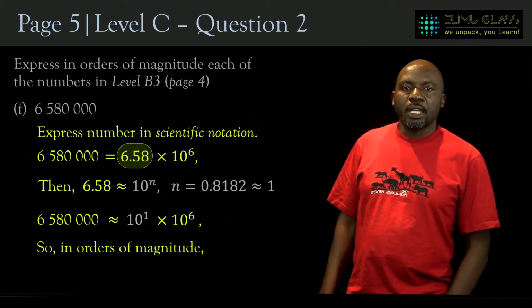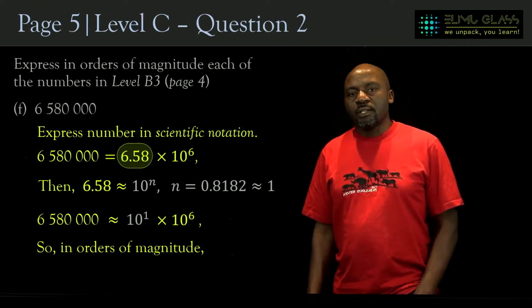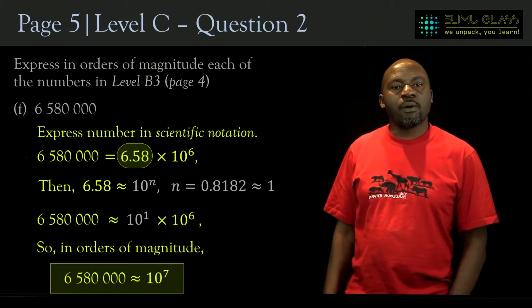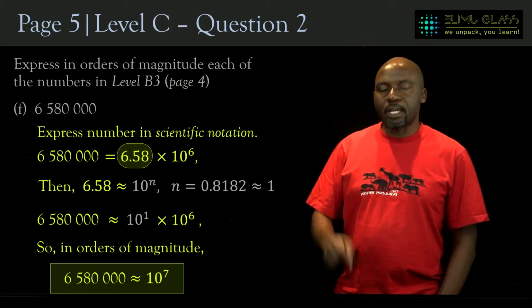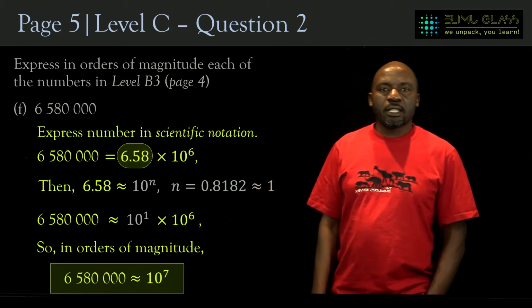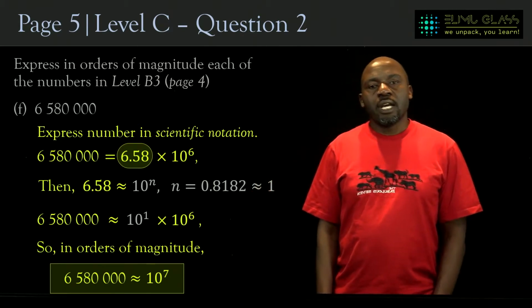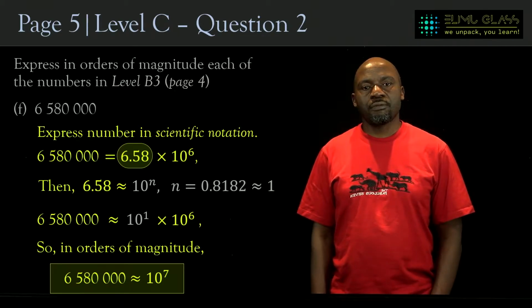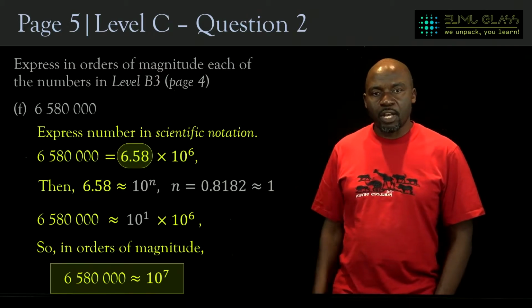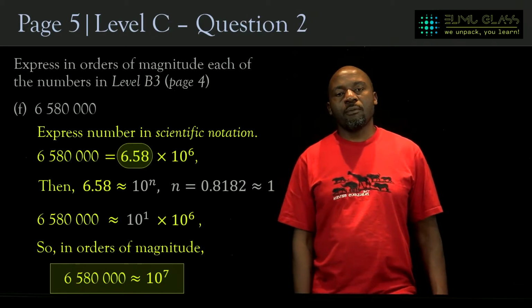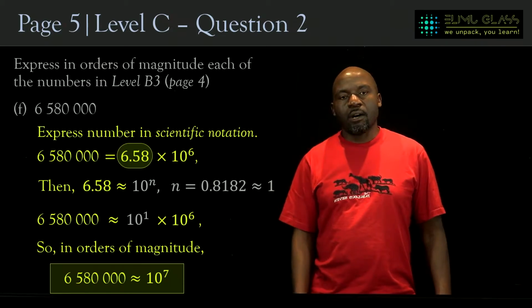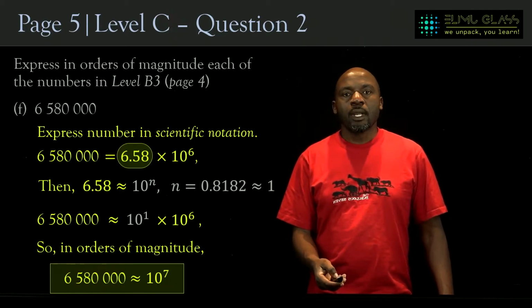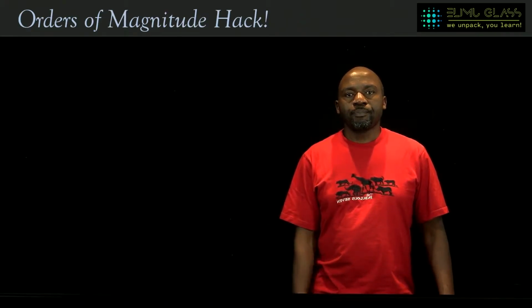And therefore, in orders of magnitude, 6,580,000 can be expressed as 10 to the power of 7. This stuff is very, very easy. Orders of magnitude are a must in physics. So if you are equally a student of physics, then this is going to help you a great deal. Very common in paper 1 of the IB diploma physics, the multiple choice questions. We move on.